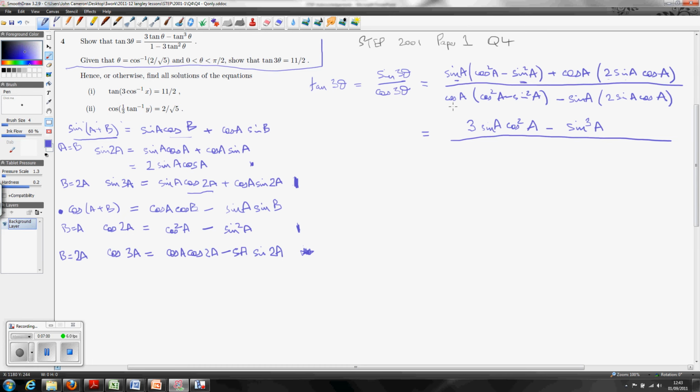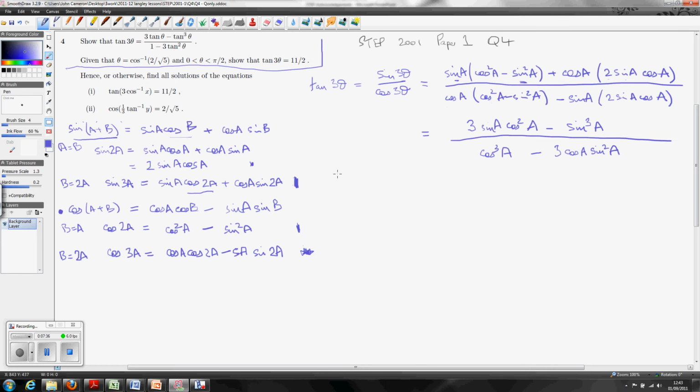The denominator, something similar happens. I can start with cos A cos squared A, which is going to be cos cubed A. Then I've got cos A sine squared, minus one of those. And over here, I've also got a cos A sine squared A, but minus 2 of them. So that totals to minus 3 cos A sine squared A. Right. So we're making progress.